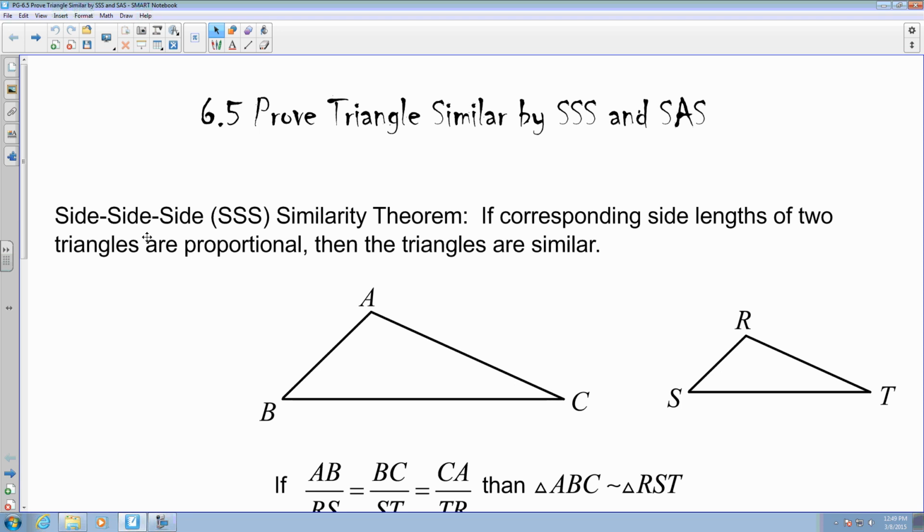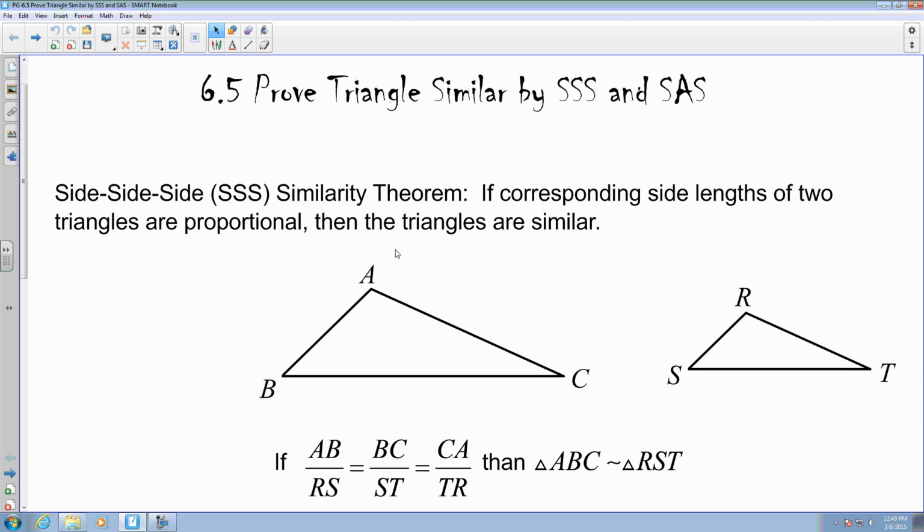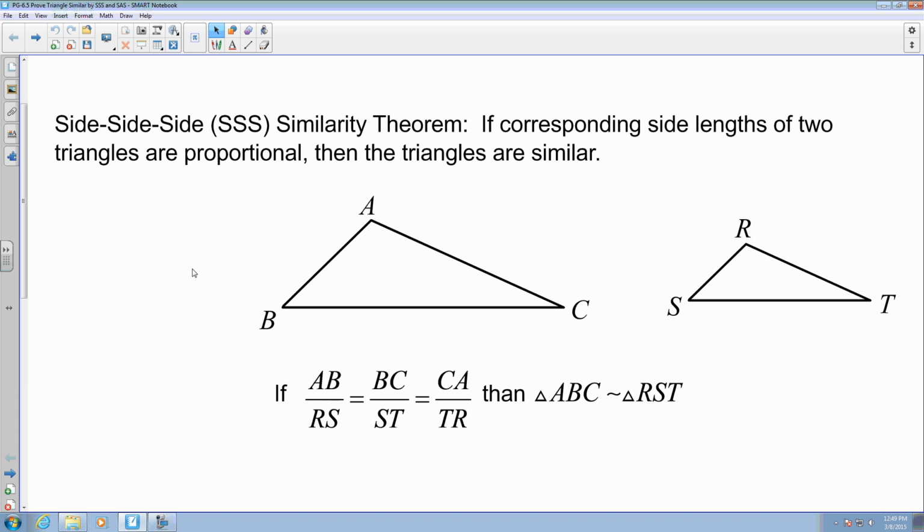The similarity theorem states that if corresponding side lengths of two triangles are proportional, then the triangles are similar, okay? So we have to make sure that the corresponding sides are similar for all three of them. So if we can prove that the ratio of AB over RS equals BC to ST and CA equals TR, then we can say that the triangles are similar by SSS.